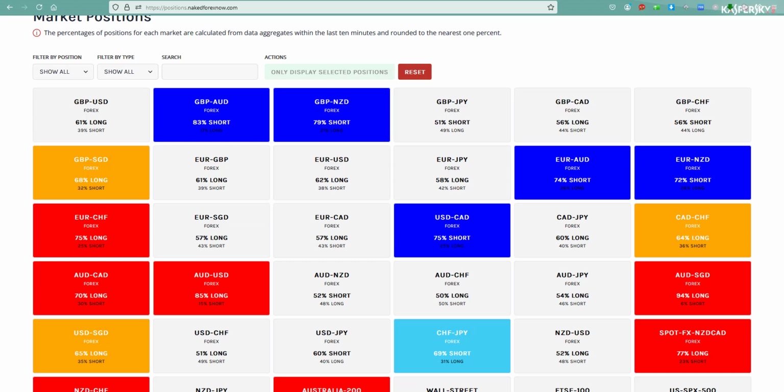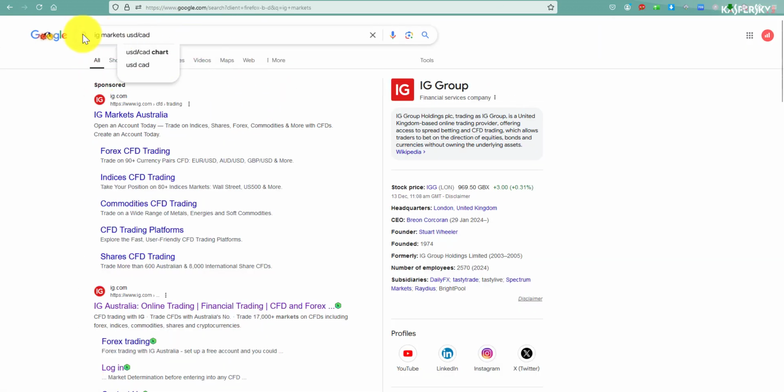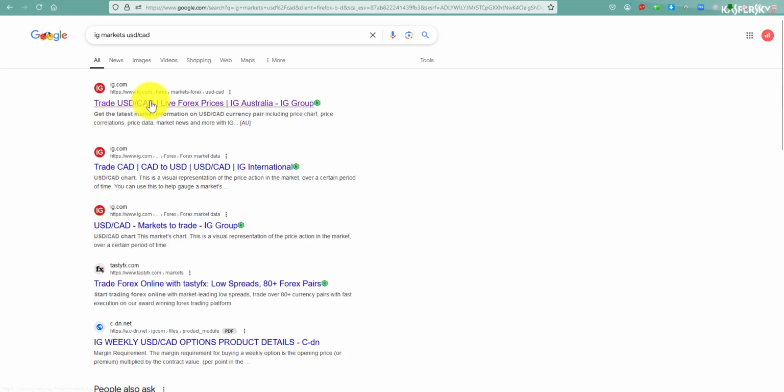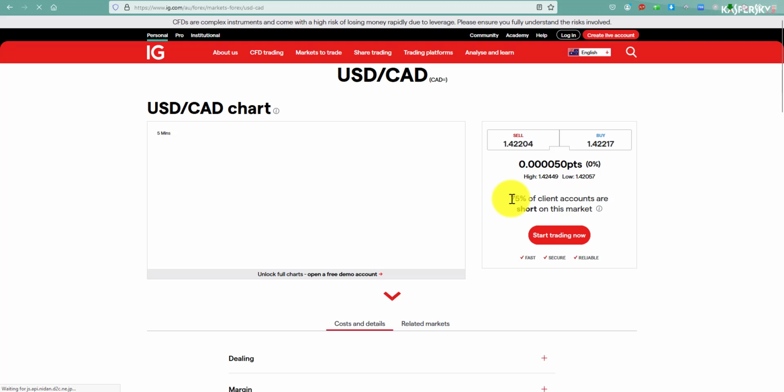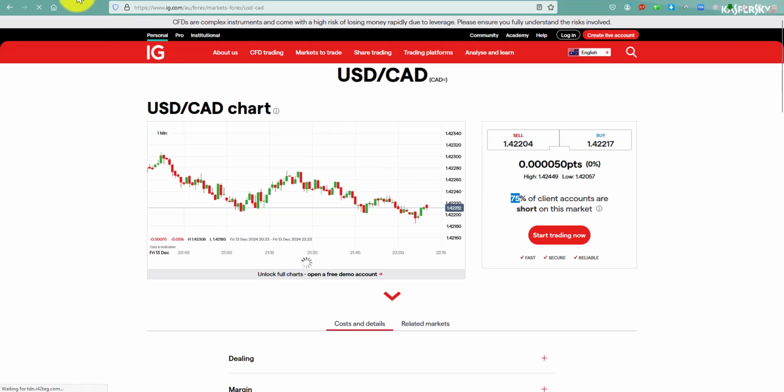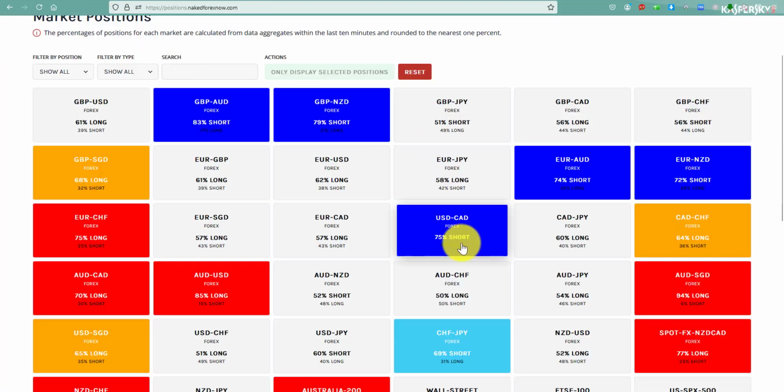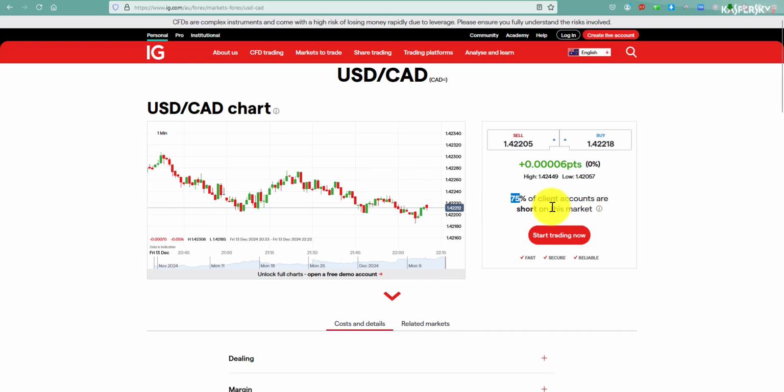So the story is that IG Markets bought this website, and if I go to IG Markets and I look up USD CAD like this, what you'll see is this number here. So I'm looking up IG Markets USD CAD, all right? And it's going to give me the data from the USD CAD pair, which is updated every 10 minutes. And you can see how it says 75% of the market is short.